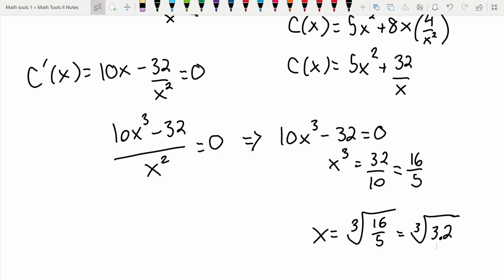Oh, but of course we should always make sure that it is indeed a min. So 1 is less than this. So if we put 1 into our equation, and I guess we could do it into this part, but again, this is equivalent and the bottom's always going to be positive. So we really only need to look at the top of it. So 1 put into this would be 10 minus 32, which is negative. And if you want to put in 2, 2 cubed is 8, 80 minus 32 is definitely positive. So again, this will be a minimum.